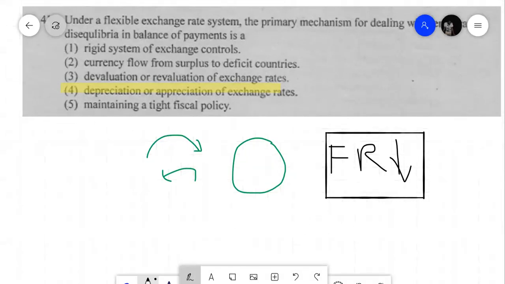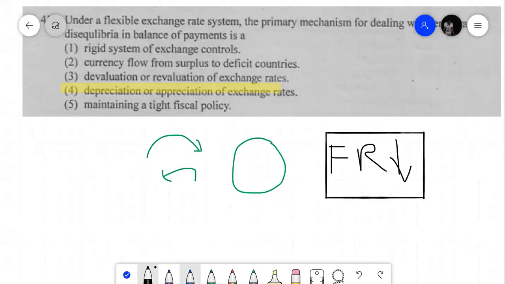But in order to stop it depreciating, what did the central bank do? They sell off the US dollars. They supply US dollars and they buy LKR to create artificial demand for the LKR to keep it stronger. So selling off US dollars means they're supplying all of their foreign reserves.